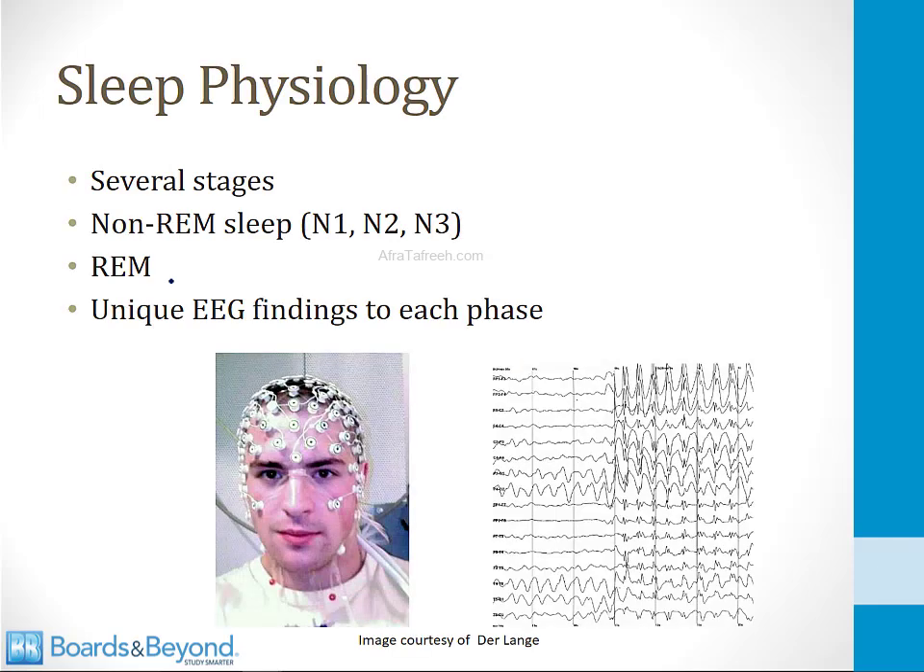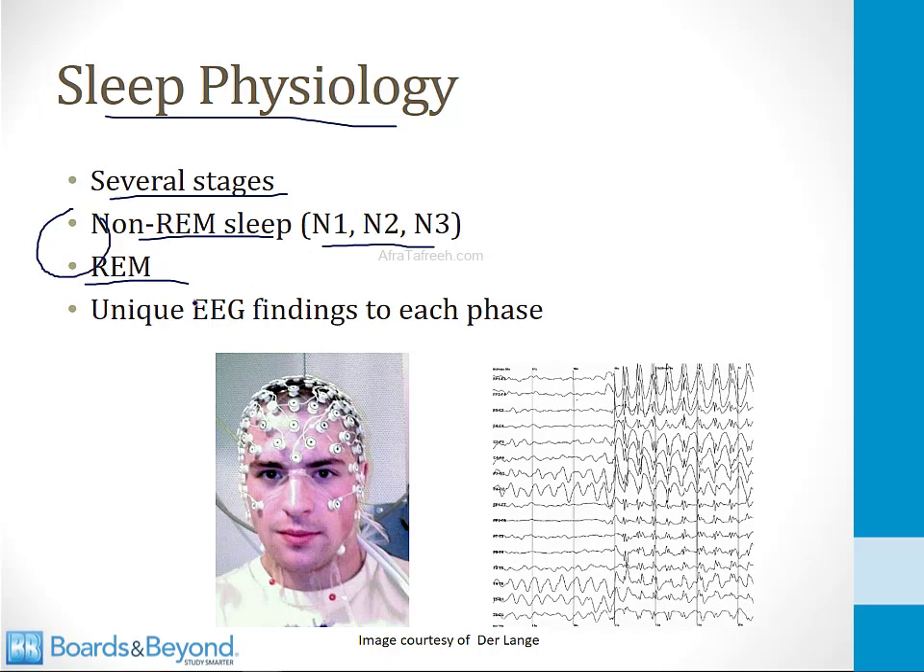Before we can talk about sleep disorders, we need to talk a little bit about normal sleep physiology. So, when you sleep, you progress through several stages of sleep. There are three non-REM stages, N1, N2, and N3. And then there is REM, which is rapid eye movement sleep. And we'll talk about all of these in the next few slides.